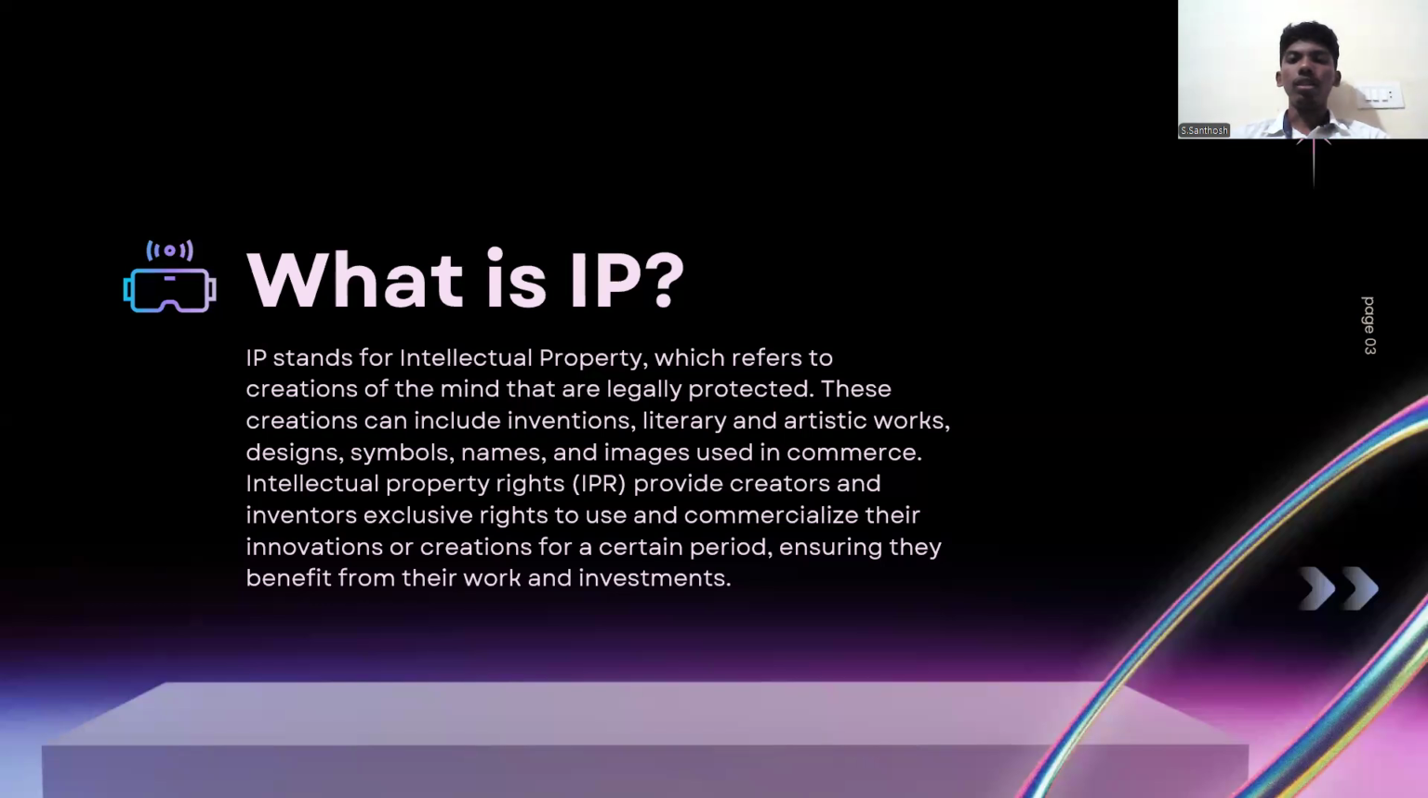So, what is IP? The full form of IP is intellectual property, which refers to the creations of the mind that are legally protected. These creations can include inventions, literary and artistic works, design symbols, names, images, etc. The intellectual property rights relating to the IP provide creators and inventors exclusive rights to use and commercialize their innovations or creations for a certain period, ensuring they benefit from their work and investments.